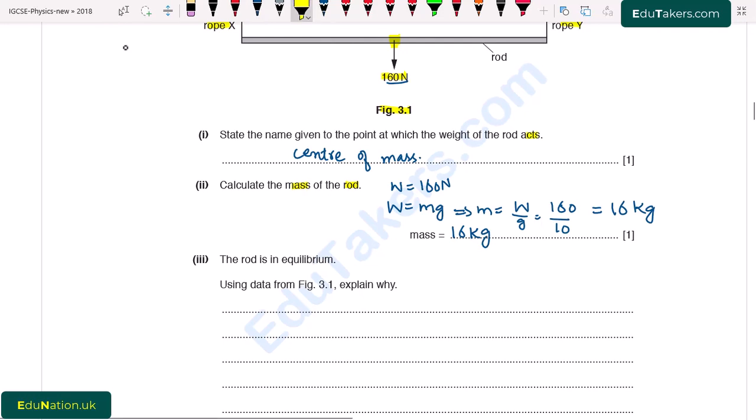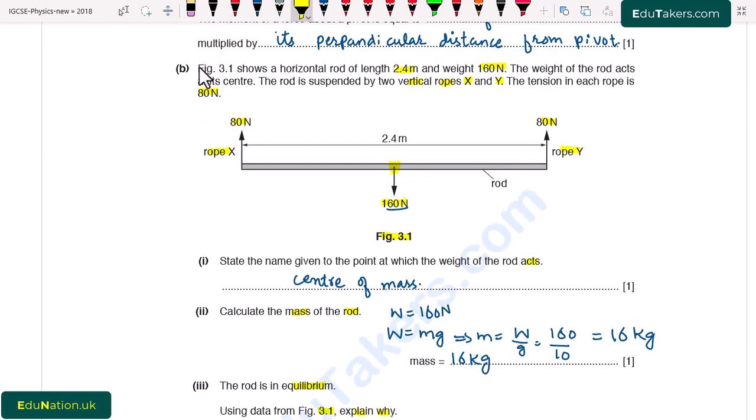Part 3. The rod is in equilibrium. Using data from figure 3.1, explain why. So going back to the figure 3.1, we can see that the weight of this rod is acting downward and its magnitude is 160 Newton. There are two ropes X and Y and their tension is 80 Newton and 80 Newton. So first of all, when we calculate the total forces that are acting in upward direction and in downward direction, so that F up, that is upward forces, will be equal to F down, that is downward forces.